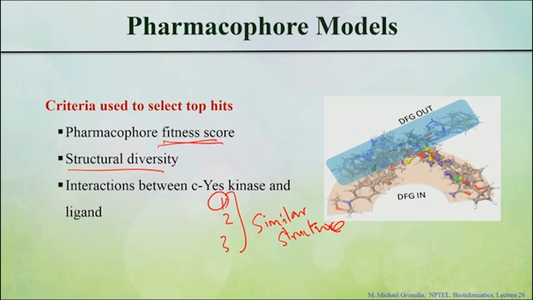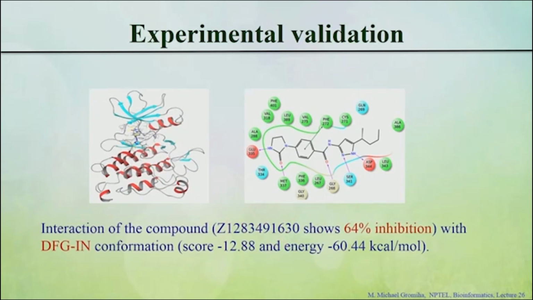So, then you can check the interaction between the CS kinase and the ligand, the actual interactions. So, you have to use various criteria to identify the top hits. One is the fitness score based on the pharmacophore modeling, and check the diversity of these compounds, and then see the actual interaction between the ligand as well as the CS kinase. Once we do this, then we can have the compounds, right.